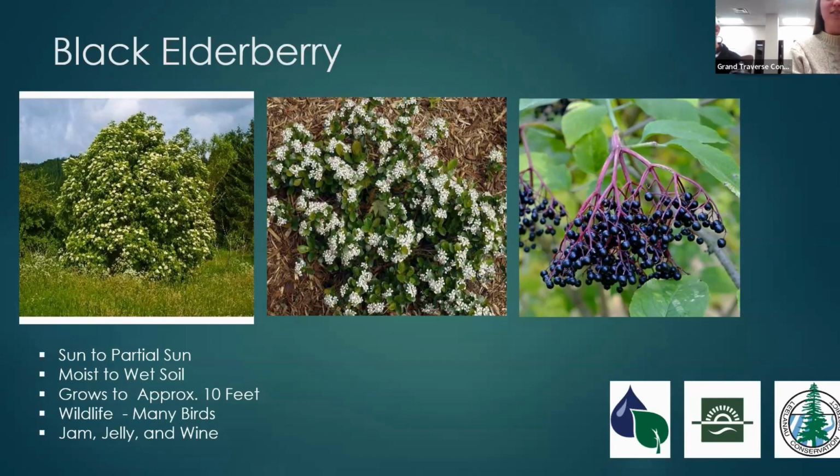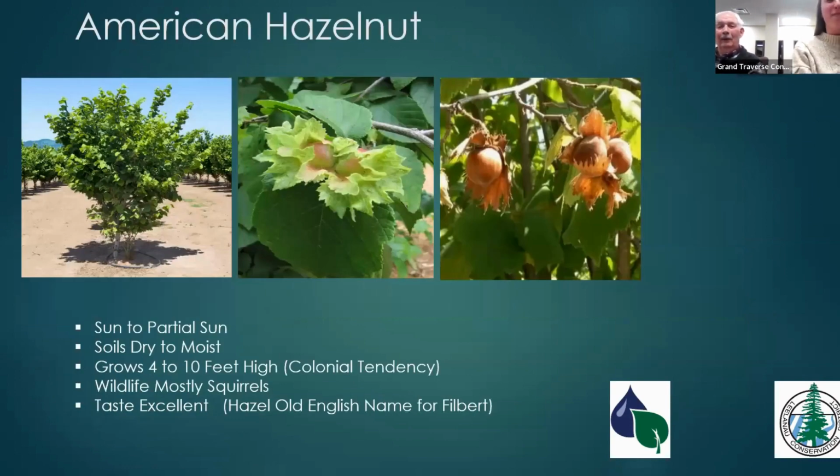And apparently, this is a Tom note, you can make jam, jelly, and wine out of those. I'm sure you all have enjoyed one of those products at least once. It's very good. And American hazelnut's another one, again, full sun or partial sun.